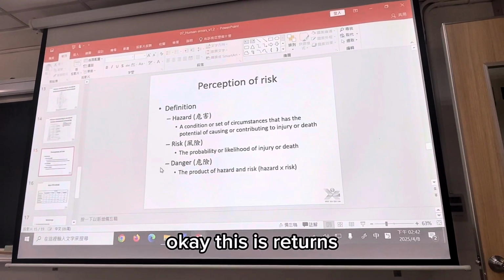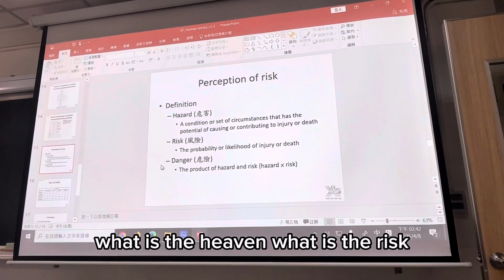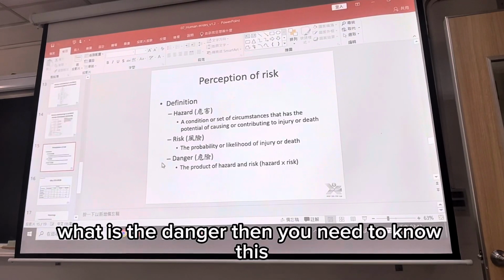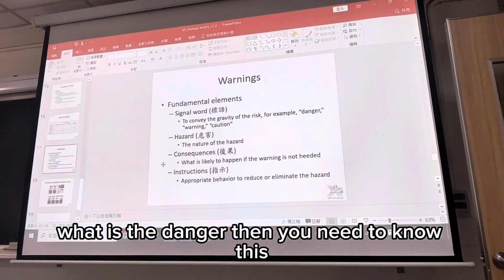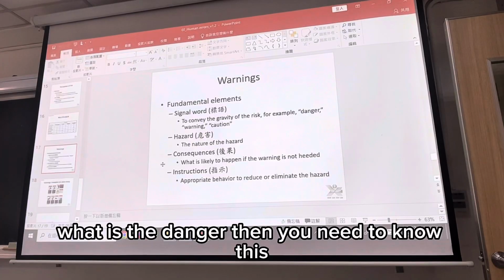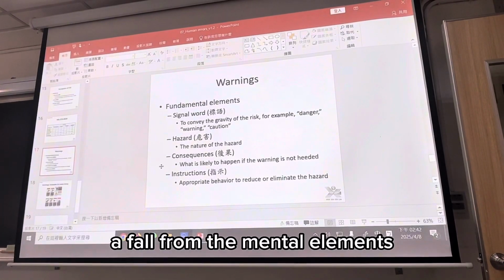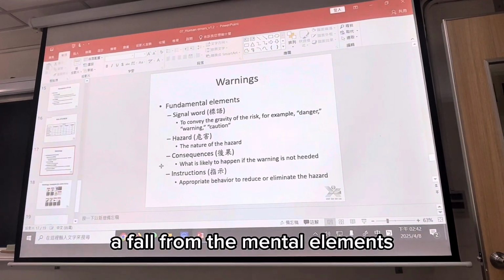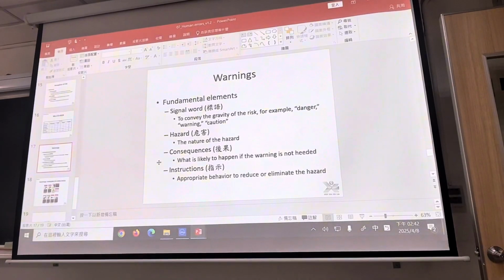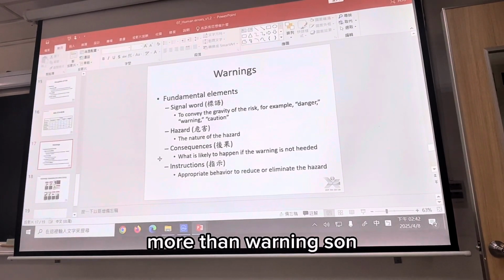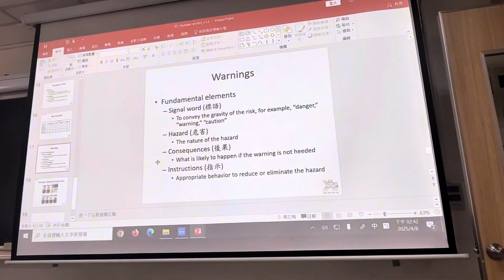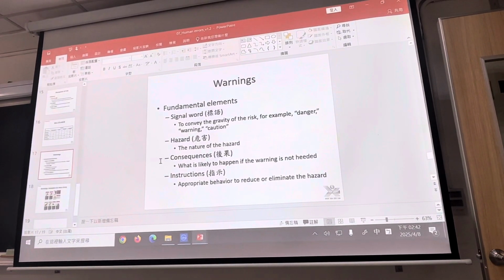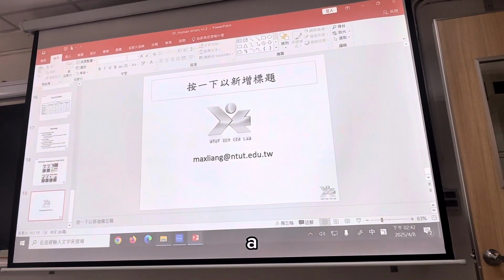Okay, these are 3 terms. What is a hazard? What is a risk? What is a danger? Then you need to know these 4 fundamental elements for the warning sign. Okay.